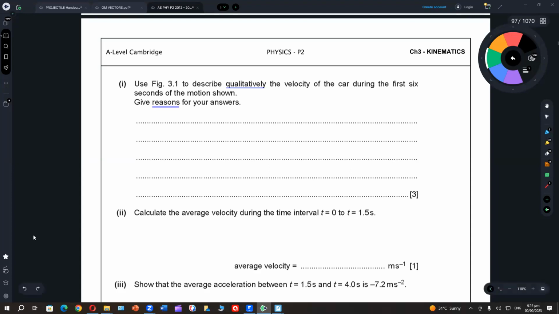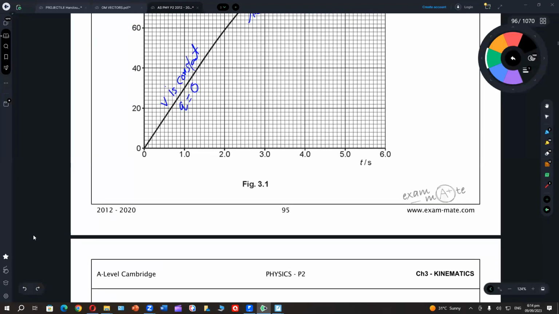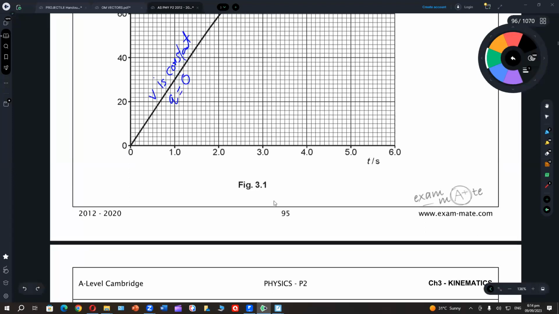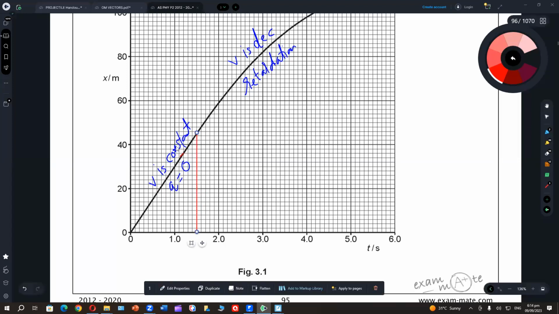Calculate the average velocity during the time interval 0 till 1.5. He wants average velocity 0 till 1.5. I made a line here and it's reading somewhere here.